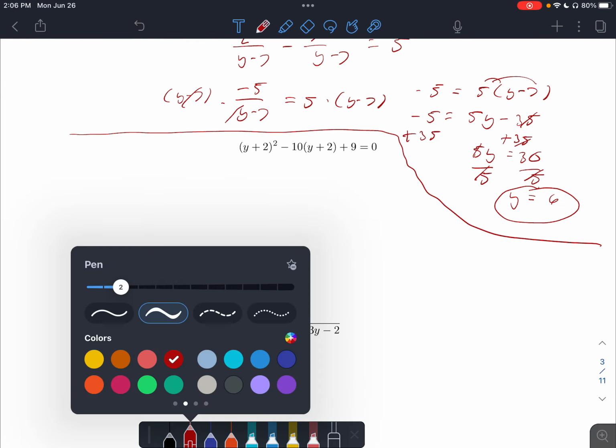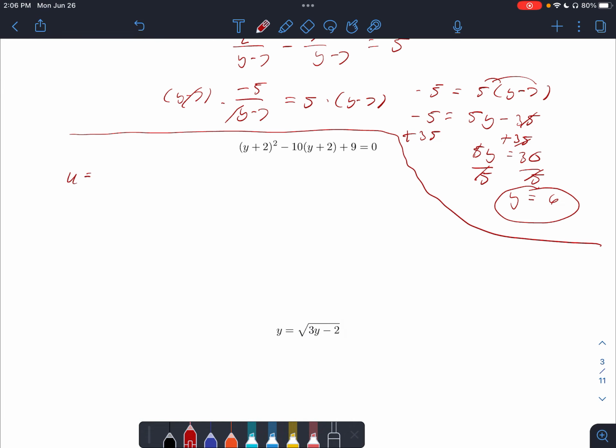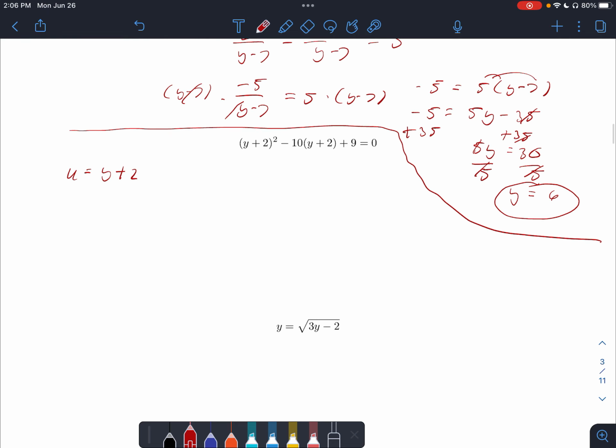That would be, let's go ahead and set u equal to y plus 2. Okay, so here we have, if u is equal to y plus 2, then this is going to become u squared minus 10u plus 9 is equal to 0. And now we can solve this just as is, and then we can plug y plus 2 back in here in a minute. So if we solve this, we'll have u squared minus 10u plus 9 equals 0.